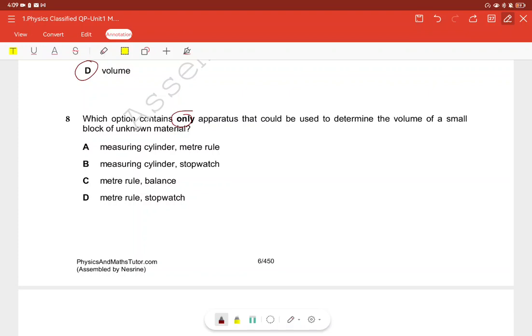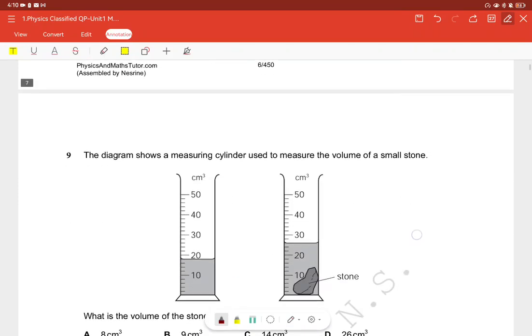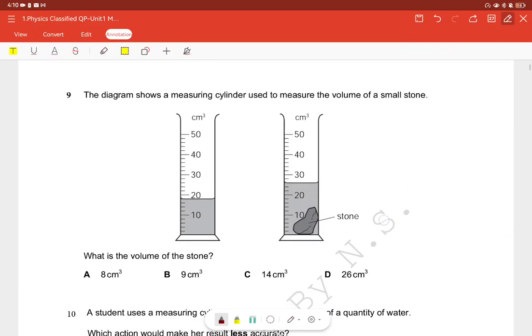Measuring cylinder and meter rule; measuring cylinder and stopwatch; meter rule and balance; meter rule and stopwatch. We do not need the stopwatch. We do not need the balance nor the ruler. We do not need the meter rule and a stopwatch on their own. We need a measuring cylinder and a meter rule, which is option A.